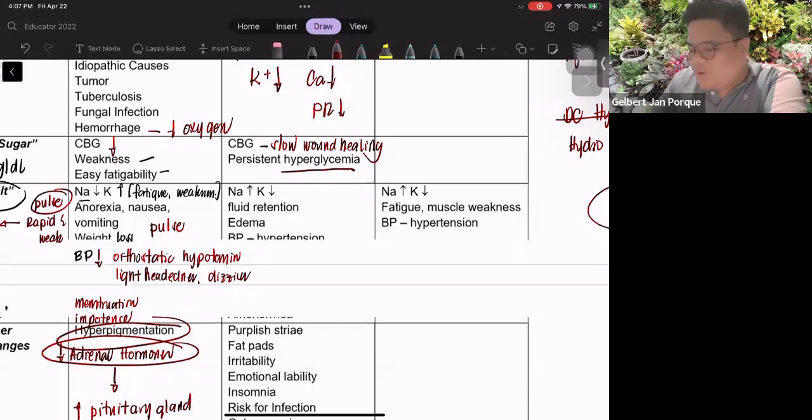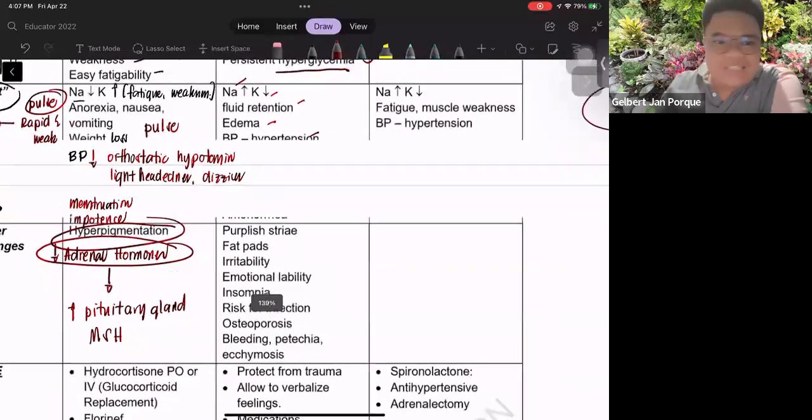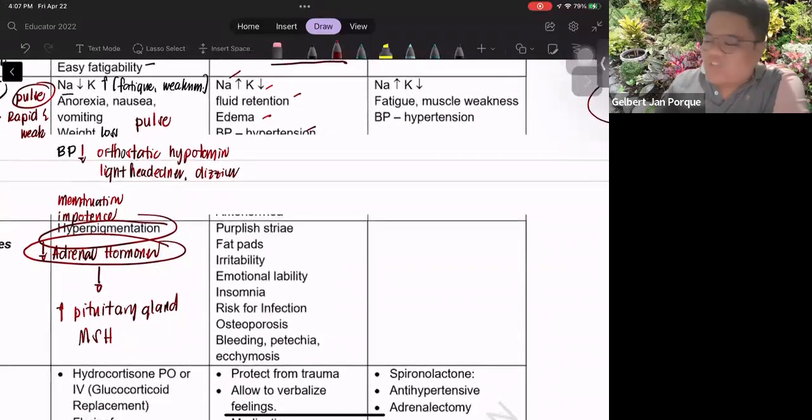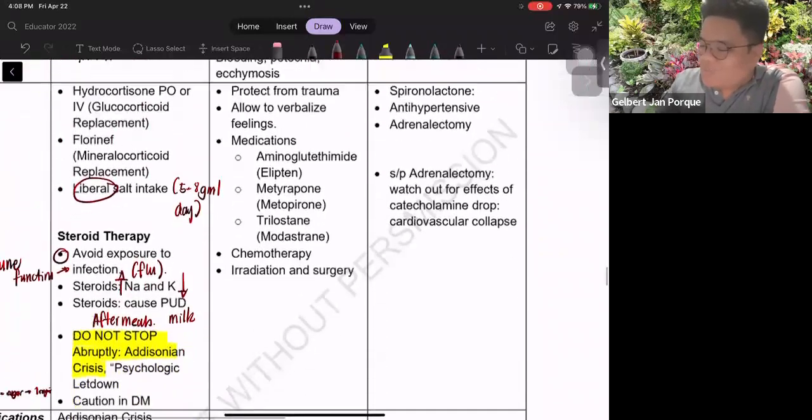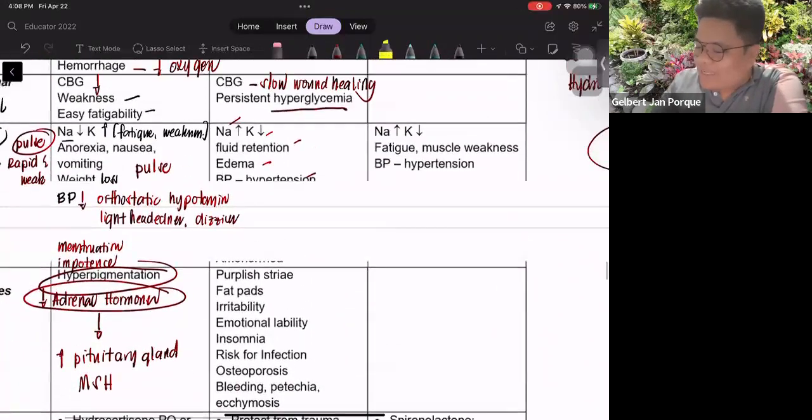Now class, sodium would be increased. And because sodium is increased, our potassium decreases. Class, there will be fluid retention. There would be edema. And then class, your BP, hypertension would happen. Okay, now, sex. The sex hormones, class, are exaggerated. So what can happen? Students, your boys would have gynecomastia.